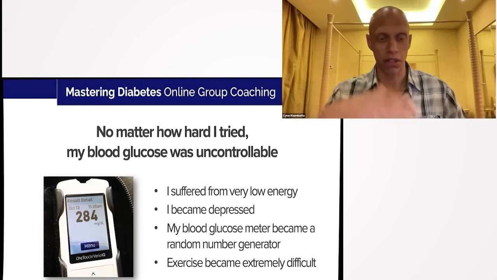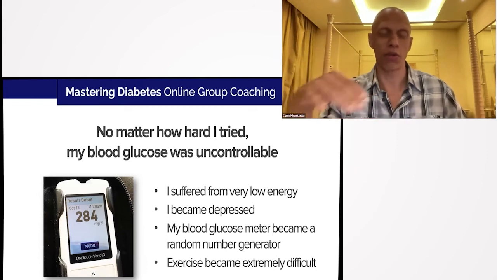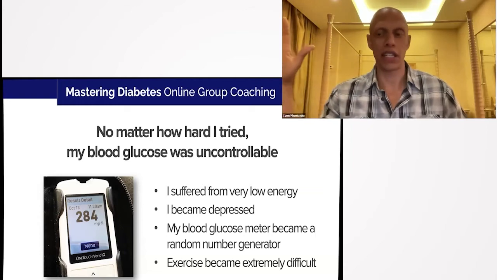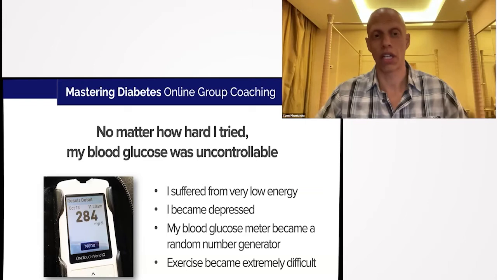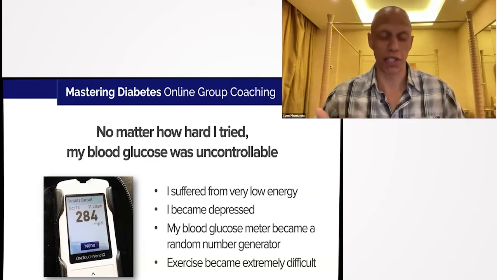So the promise that they had given me was actually a twofold promise. Number one, eating this way is going to keep your blood glucose low. And number two, eating this way is going to keep your insulin use low. But no matter what I did, no matter how hard I tried, no matter how closely I followed this low carbohydrate prescription, my blood glucose became very uncontrollable.